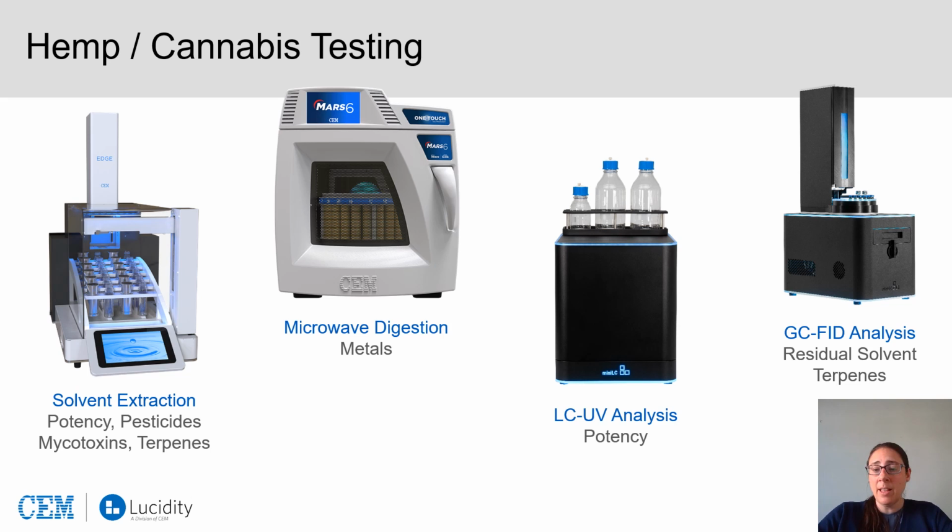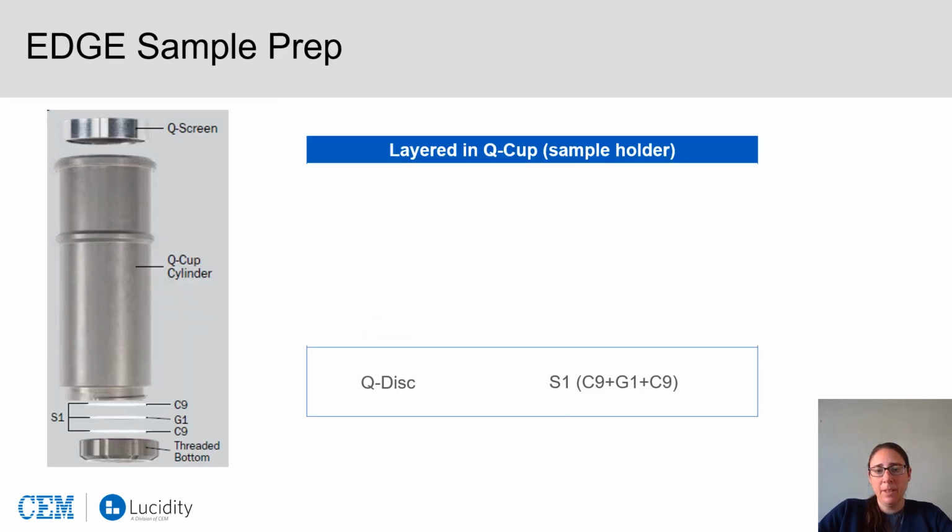As far as the analysis is concerned, the LC-UV system is great for potency analysis, and that's what I'm going to show you in the data here. And the GC-FID is great for residual solvent and terpenes. Okay, so we've covered a wide variety of different analysis and sample preparation for this particular industry. So what I want to do is just take a quick example of everything you need to do from sample preparation to analysis. In this case, I'm going to compare EDGE sample preparation to LC-UV analysis of cannabinoids.